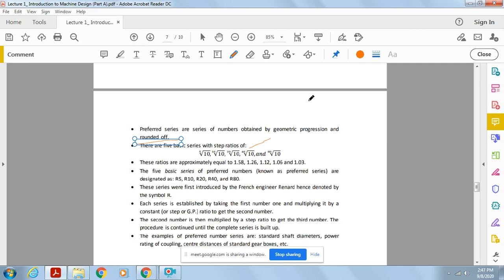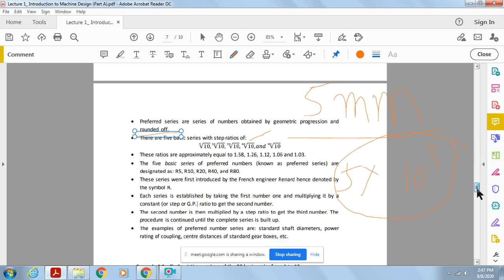Suppose the most available shaft diameter is 5 millimeter. So 5 millimeter is available in the market. Now how will you come to know what the next higher size diameter is after 5 millimeter? That depends on 5 into 10 to the power 1 by 5. Then you get some value. So this is the second size.